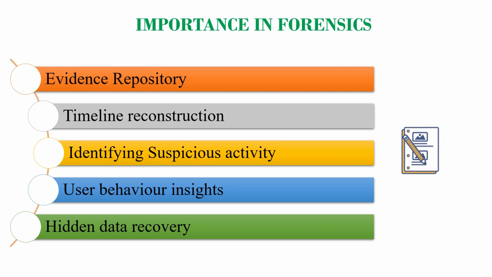Identifying suspicious activity. Artifacts can provide information about suspicious activity performed by the user, like failed login attempts. Next, user behavior insights. It reveals the user behavior, meaning the recent activity performed by the user on the operating system, that is recent docs accessed and recent URLs accessed on the browser, meaning it shows how the user interacted with the system.